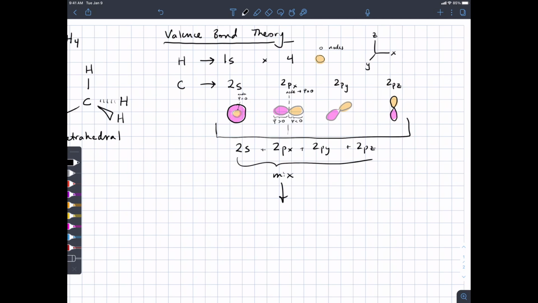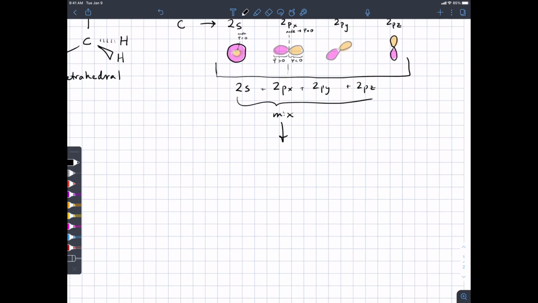Now, the mathematical process of doing this is beyond the scope of the class. It probably involves matrices, and goodness knows that we don't want to do that. But what you get when you mix these together is 4 new hybrid orbitals. You've heard about hybridization, right? It's an old concept. These hybridized orbitals look like p orbitals, but they're distorted because they also include s character. So they have this sort of balloon shape with a small side and a large side of opposite electron density. This is an sp3 hybridized orbital.